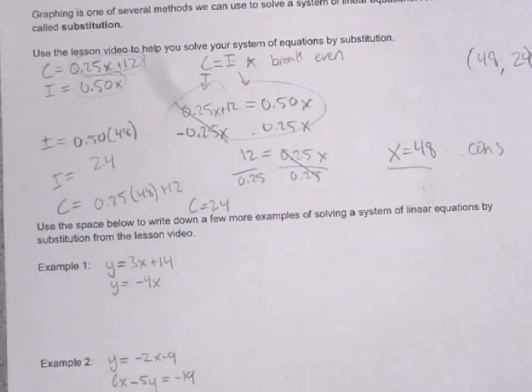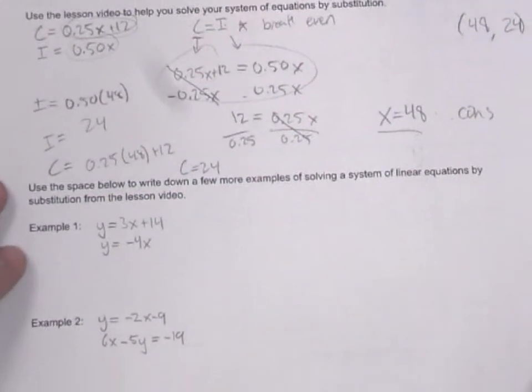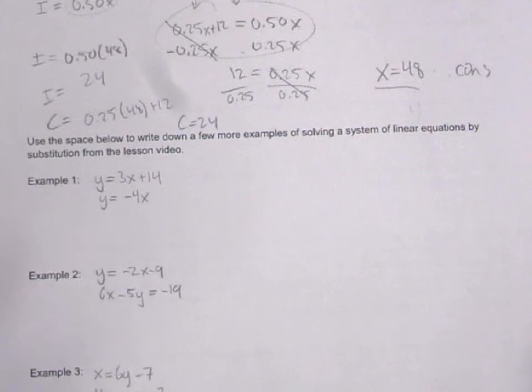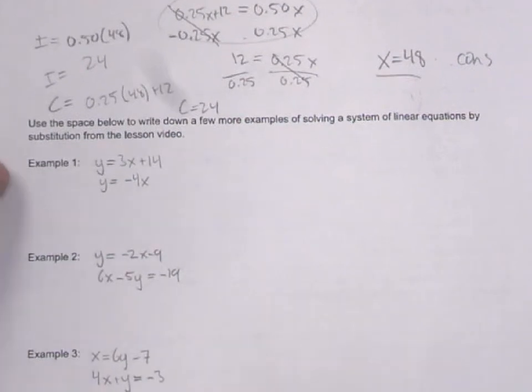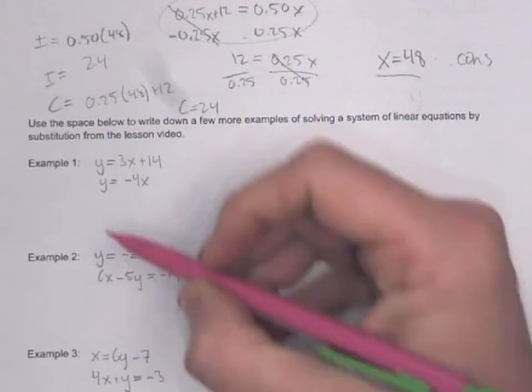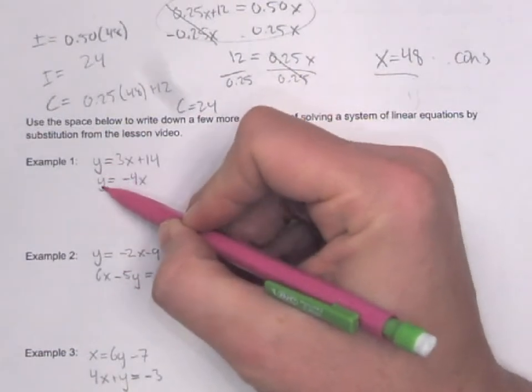Okay. Let's apply that to just some regular problems that don't have any context for them. Okay, that's solving by substitution, but let's just do some example problems here. So take a minute to write down example 1. Okay, notice we have two linear equations. They're both in slope-intercept form, and we're going to solve by substitution. So notice that we got a y equals and a y equals.